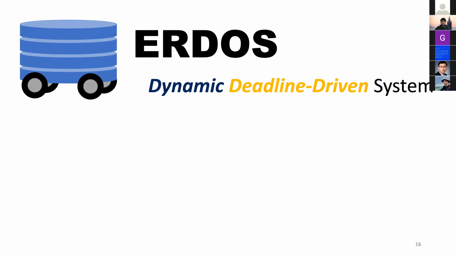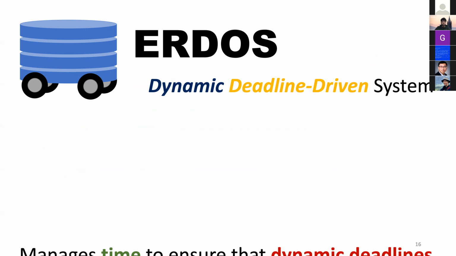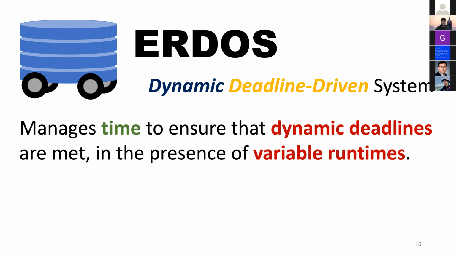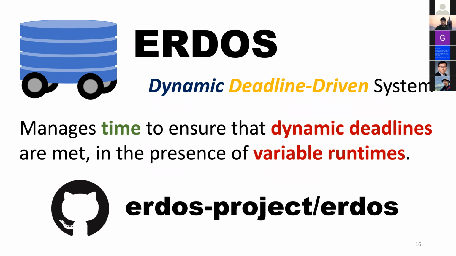So, to allow developers to be able to effectively program such applications that require a dynamically varying response time, we are building ERDOS, a dynamic deadline-driven distributed system. In a nutshell, ERDOS allows developers to manage time to ensure that deadlines that vary due to the environment and driving speed can be met in the presence of variable runtimes of components. This variability can stem from both the complexity of the environment and the rapidly changing components. Finally, all of our work is open source, and you can use the GitHub link on the screen to see more.